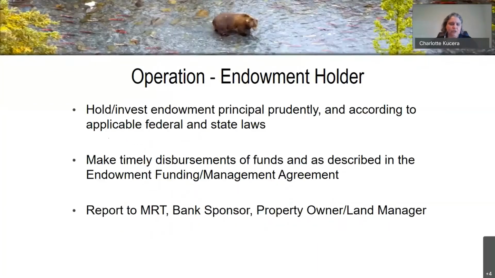The endowment holder is going to hold and invest the endowment principal prudently and according to applicable federal and state laws. They are going to make timely disbursements of funds as described in the endowment funding and management agreement. They're going to report to the mitigation review team, the bank sponsor, the property owner, and land manager. So they are going to be responsible for the funding and disbursement of those funds.